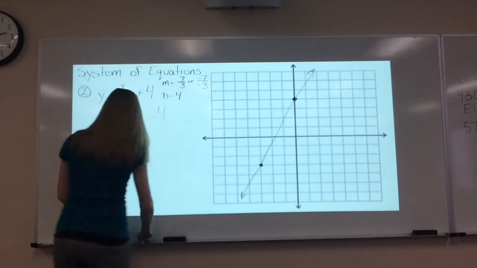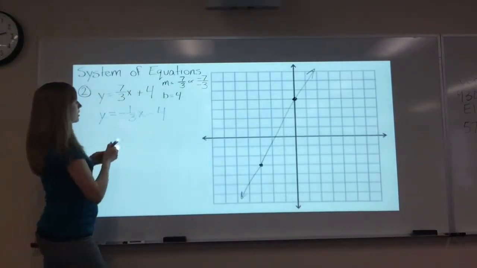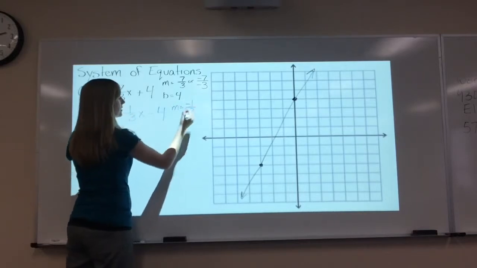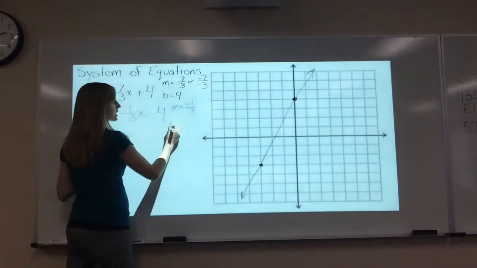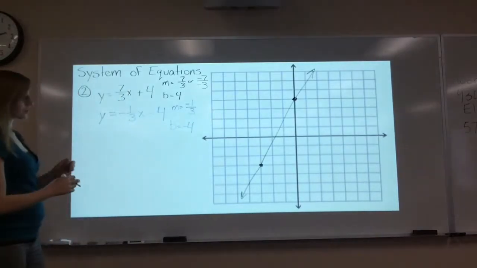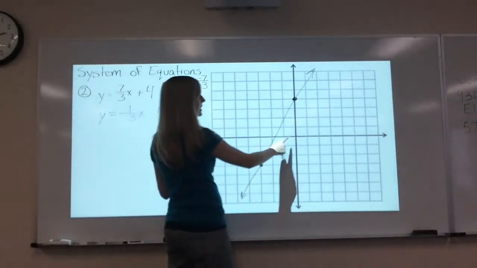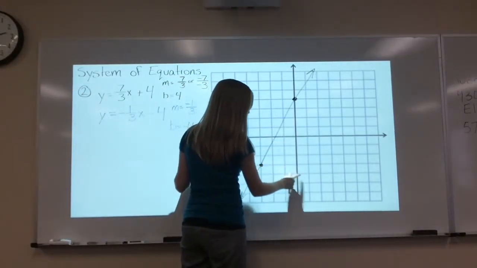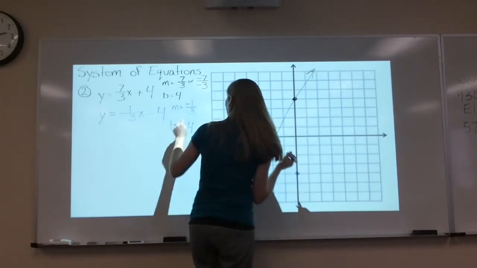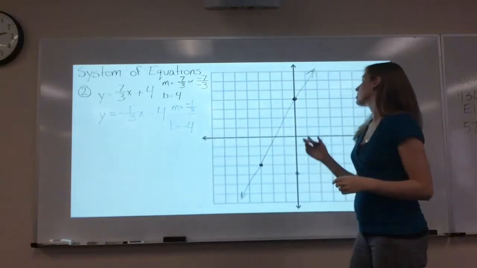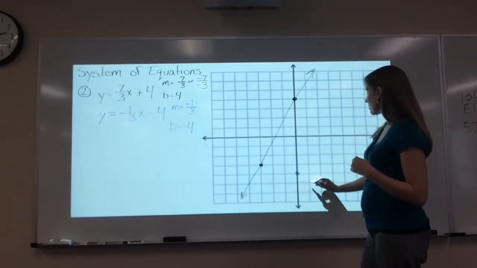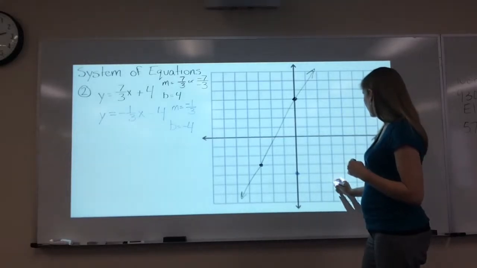For the second equation, our slope is going to be -1 over 3, -1/3. Our y-intercept is -4. So I graph my y-intercept first. I go to -4, which means I need to go down 4 on the y-axis. I put my point. Now my slope is -1 over +3. So my rise is -1, that means I go down 1. The run is +3, so I go to the right 3, I put a point.